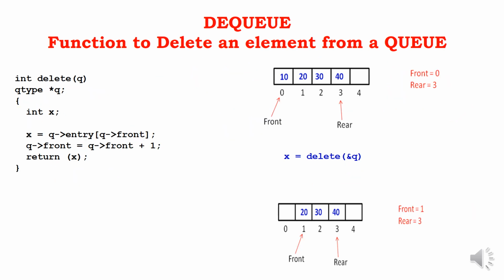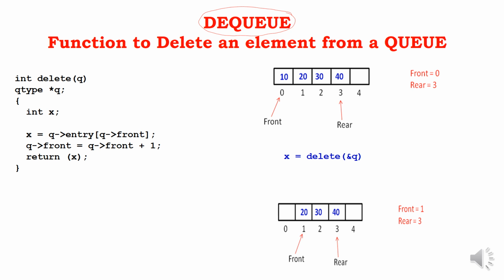Function to delete an element from a queue. Function to delete an element from a queue is said to be dequeue, deleting an element from the front end. If you want to delete an element from the queue, a front element will be removed. See here, there are four elements. If you delete an element, the element that is pointed by front is going to be removed. Front is 0, rear is 3. You want to delete the front element, and front is a variable which holds position of first element 0. So 10 will be removed.